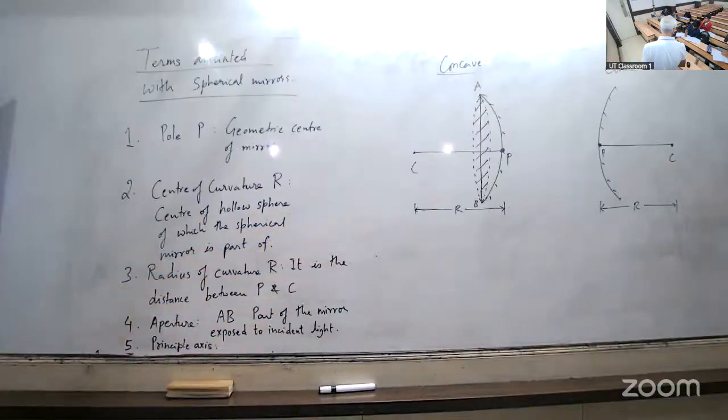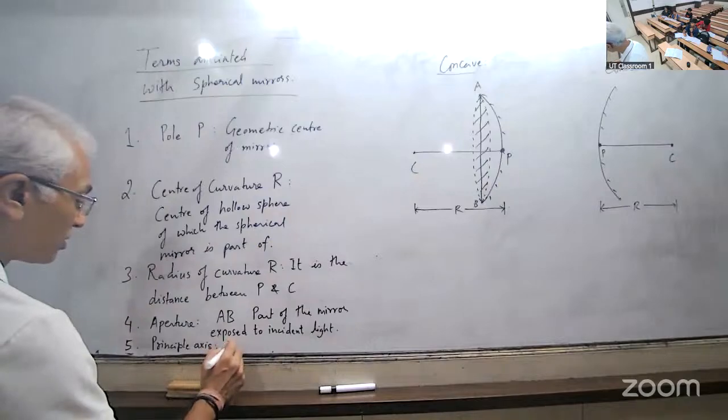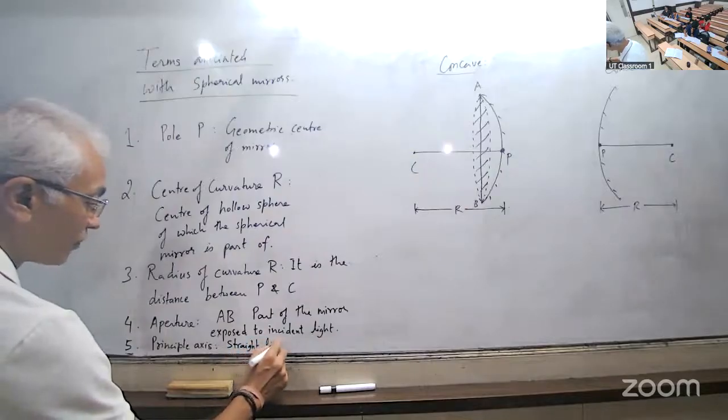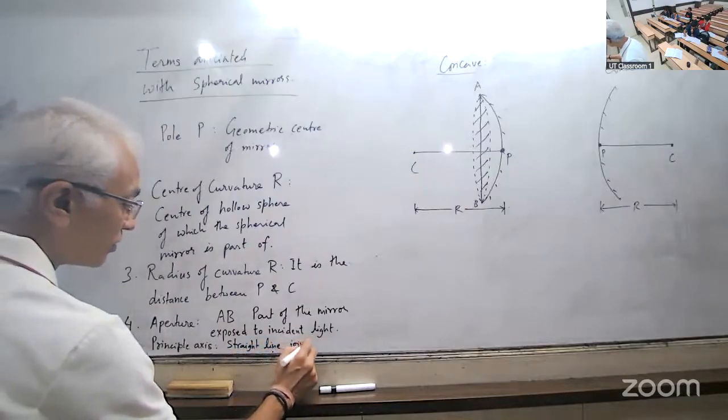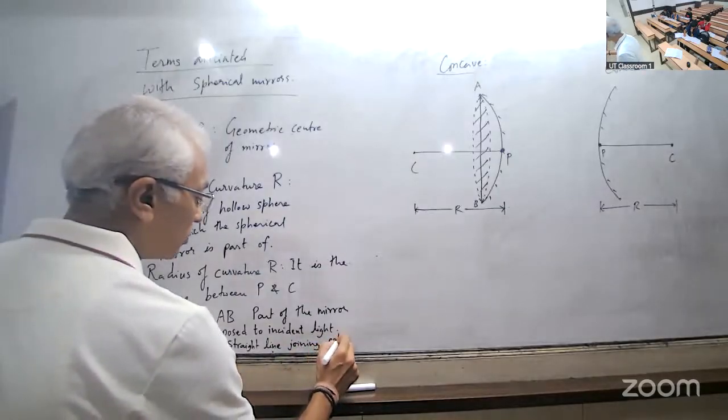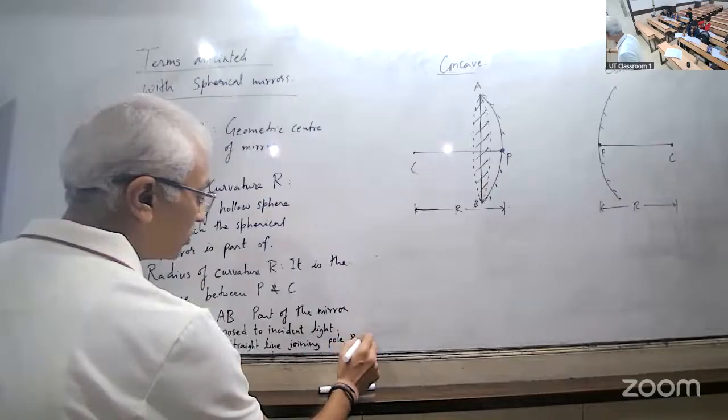Okay. So what is it in this case? CP. It is a straight line joining the pole of the mirror to its center of curvature. Straight line joining pole and center of curvature.